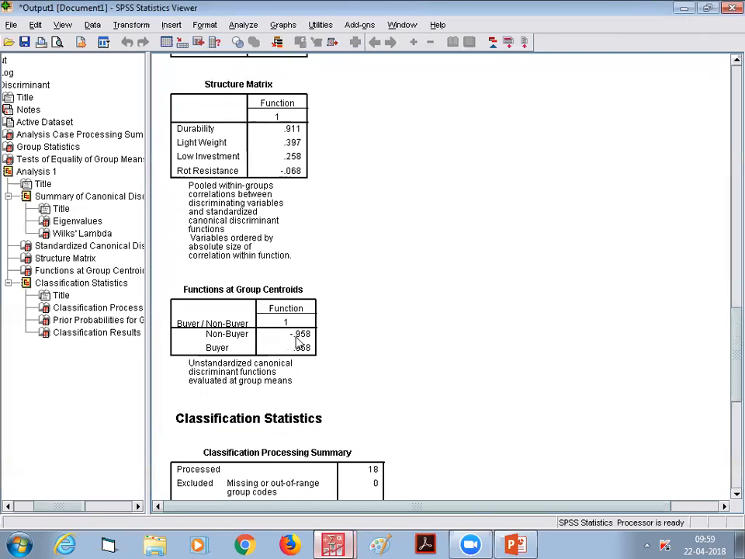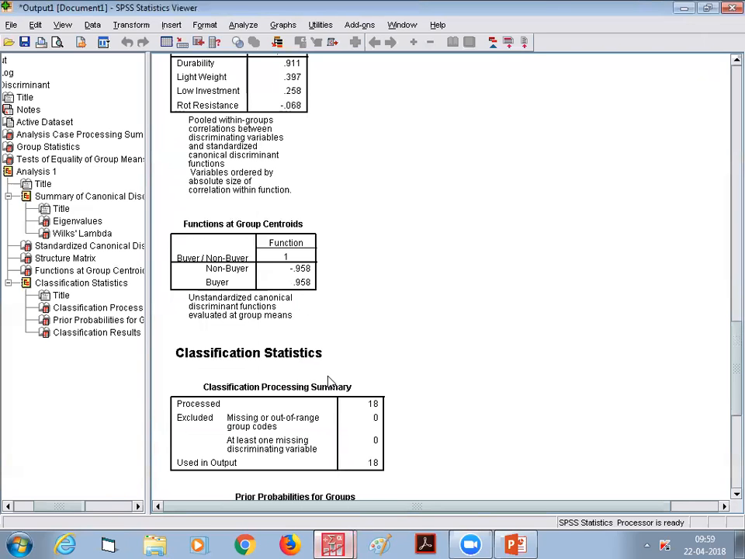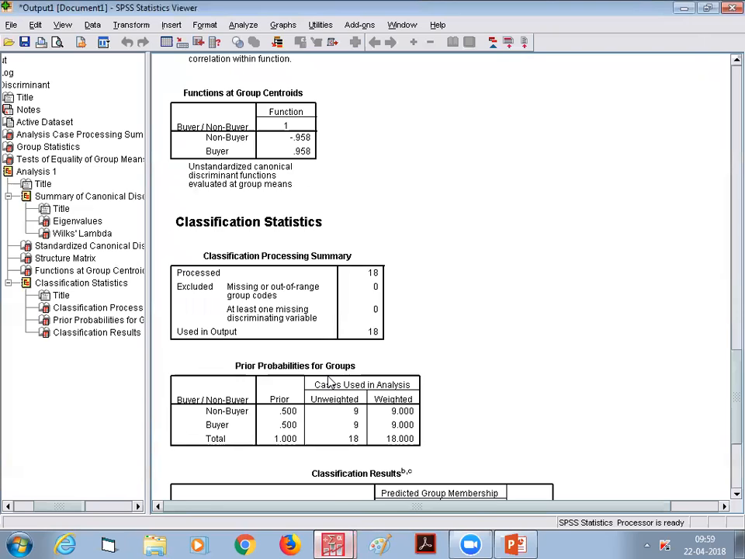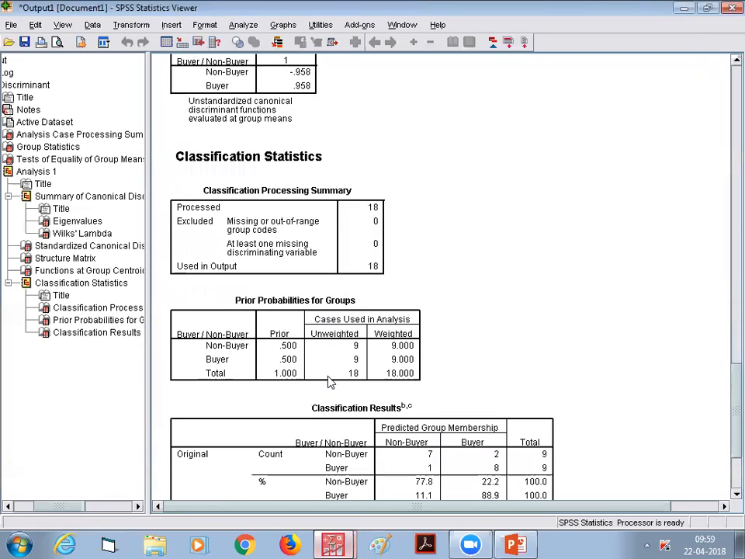Then the group centroid mean values. As I told you, there are only two groups and both groups have an equal number of observations, so their mean value is the same. Using this, the cutoff score is taken as 0. Next, we are classifying. Look here, the probability we are taking as 0.5.